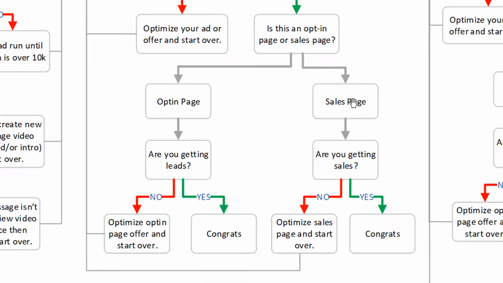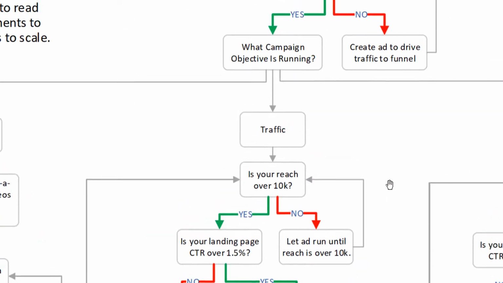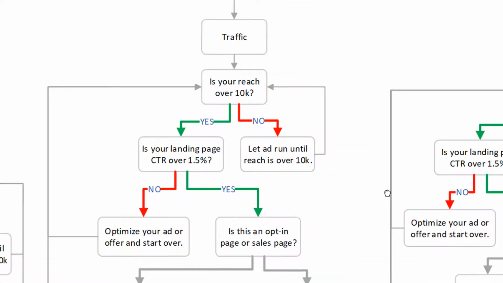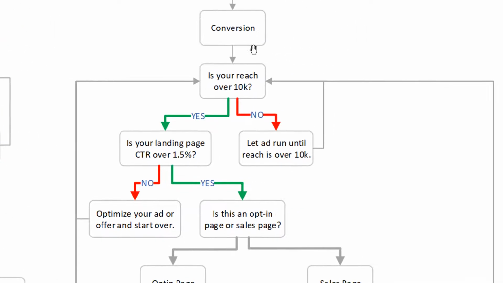If it's a sales page, okay, are you getting sales? If you're getting sales, great, congrats. If not, optimize the sales page and start over. The whole point we're trying to make within this whole diagram is to show you the importance of asking questions to discover where the problem is, what the problem is, and why that metric is what it is. And then what can we do to increase the metric or to make it a better metric? Make sense?